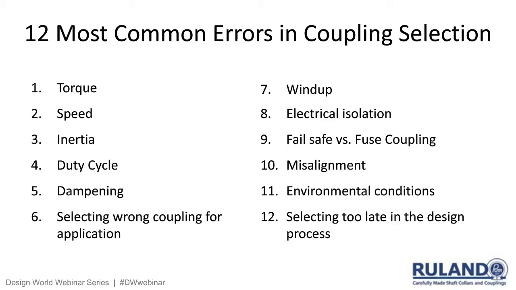The 12 most common errors in coupling selection. Number one is torque. Maybe not understanding the torque required of the application, or not understanding the torque capability of the coupling that you've chosen. That's another possible way to make an error in picking a coupling based on torque. Number two, speed. These different couplings have different speed ratings, and you want to be very careful not to drive a 4,500 RPM rated coupling up at 6,000 or 7,000 RPM. So double checking the speed capability of the type of coupling you're using is very important.